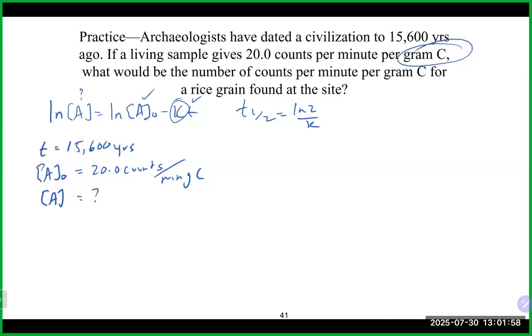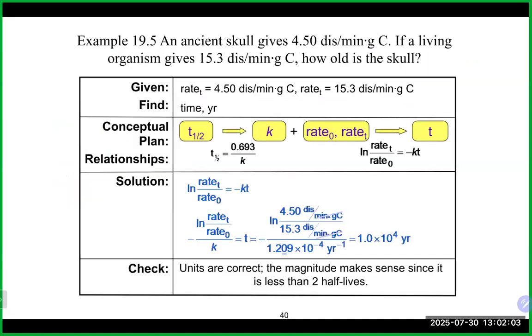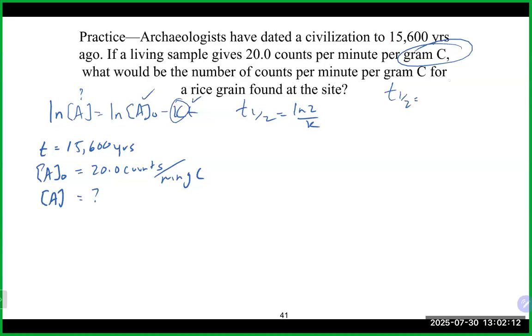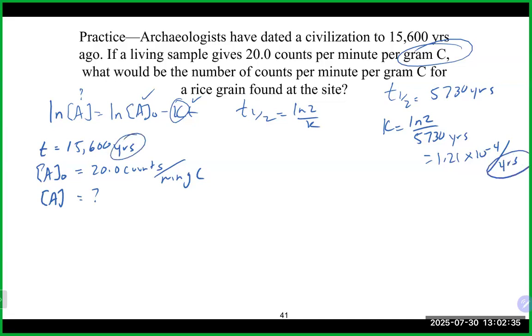And again, in this case, we are missing our decay constant. Since this is still per gram of carbon, we'll use the same half-life as in the previous problem, 5730 years, and that will give us basically the same answer we had on the previous one. That should be 1.21 times 10 to the minus 4 reciprocal years. Here we have years, and for our time, we have years, so unit-wise, we're going to be okay on that.